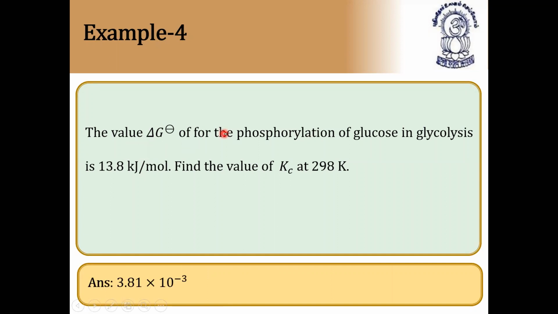The value of delta G for the phosphorylation of glucose in glycolysis is minus 13.8 kilojoules per mole. Find the value of Kc at 298 kelvins. They have given the delta G value and they are asking us to find Kc. So delta G is equal to minus 2.303 RT log base 10 Kc.